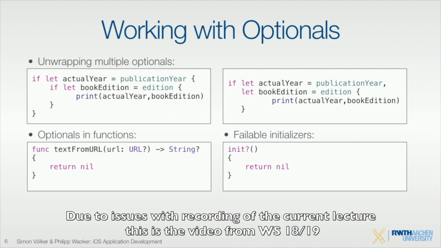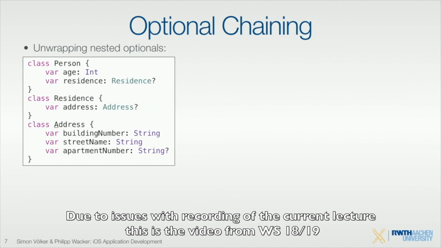And there are a lot of easy ways to use optionals. One of the advanced things is optional chaining. So for example, let's say we have this construction. We have a class, a person, which has a variable age and a residence. The residence is another class, so it has an address, and the address has a couple of strings and an apartment number. So this could be the typical setup that you could use in your application.